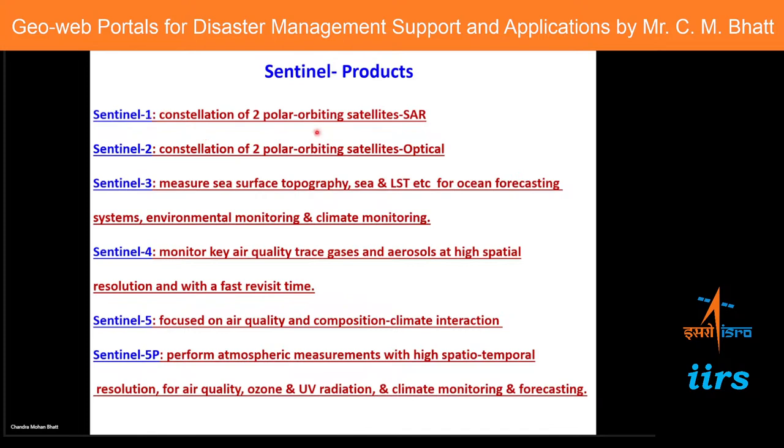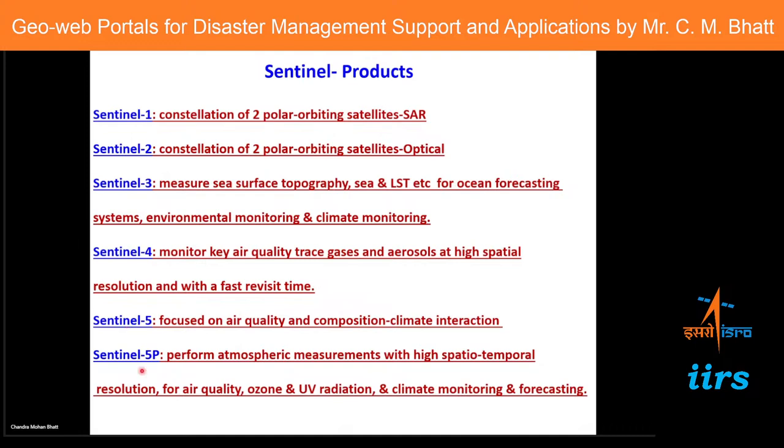So Sentinel-1, as I said, is the SAR constellation, which provides SAR data sets. Sentinel-2 is for optical. Sentinel-3 measures sea surface topography, sea and land surface temperature, etc. For ocean forecasting systems, environmental monitoring and climate monitoring, you require Sentinel-3. Sentinel-4 is for air quality, trace gases and aerosols at high spatial resolution and with a fast revisit time.